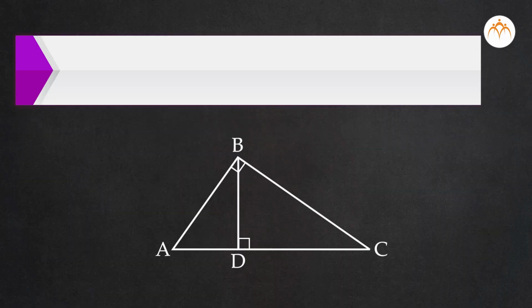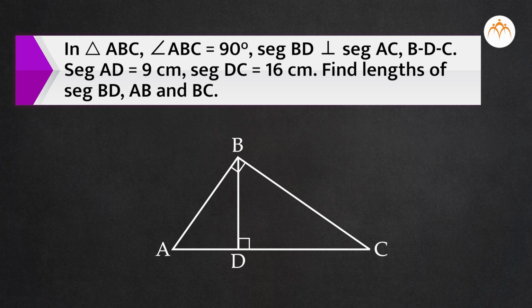Observe the diagram below. In triangle ABC, angle ABC is equal to 90 degrees. Segment BD is perpendicular to segment AC. Point D lies between point A and point C. Segment AD is equal to 9 cm. Segment DC is equal to 16 cm. Now, find lengths of segment BD, segment AB and segment BC.